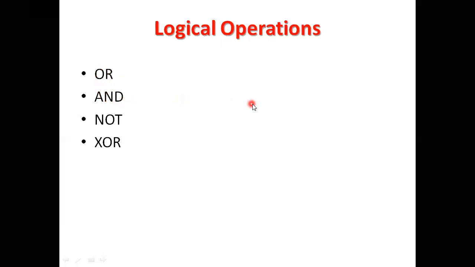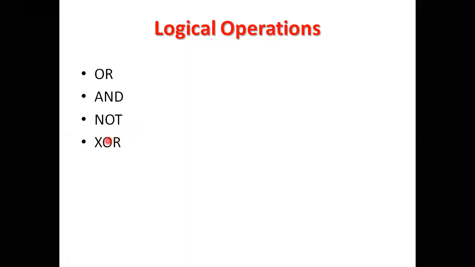For A, B and the AND operation, the inputs are 0 0, 0 1, 1 0 and 1 1. The outputs are 0, 0, 0, 1. That means if both the inputs are high, then only the output is high. For the NOT operation, we take only one input, A and A bar. If A is 1, A bar becomes 0. If A is 0, A bar becomes 1.